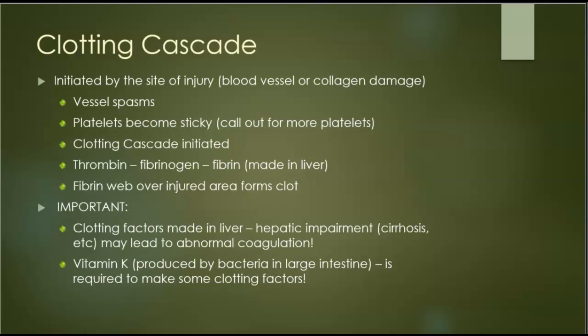And then vitamin K, which is produced by bacteria in the large intestine, is required to make some clotting factors. So if your patient has absorption issues, perhaps they have an autoimmune disease that affects the intestine, like Crohn's or ulcerative colitis, they may not make as much vitamin K. And that's something that is needed in order to make clotting factors.